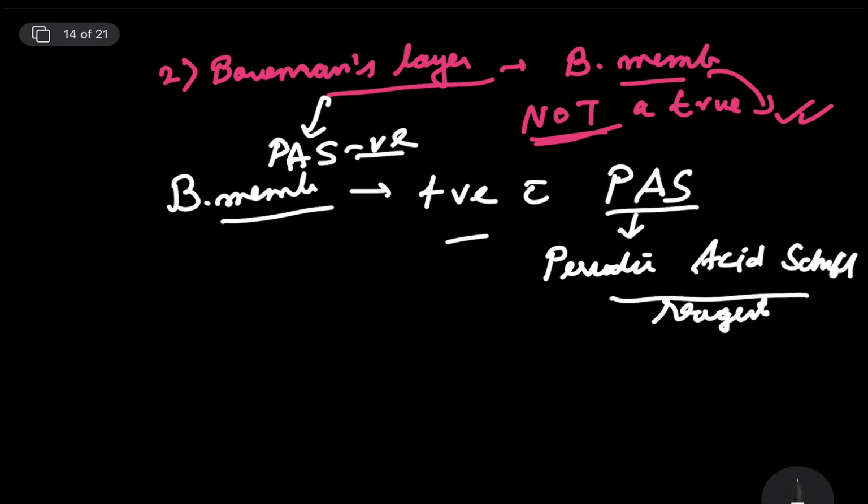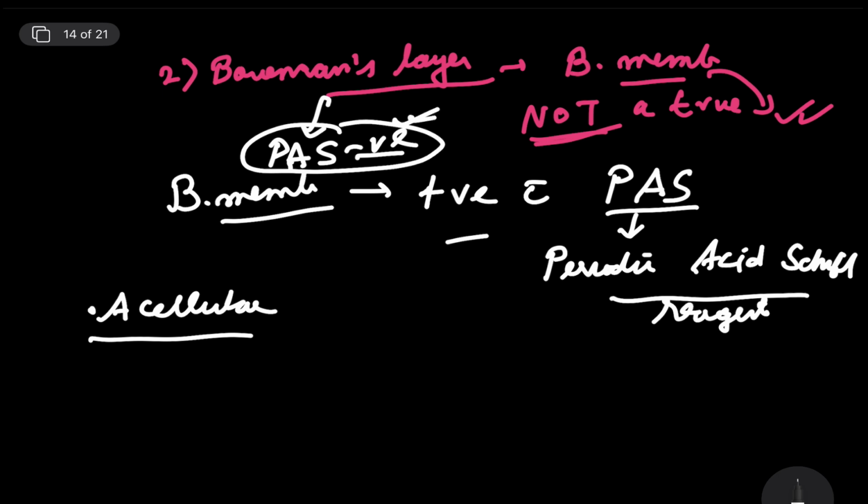Okay. Now, just like a true basement membrane, it is acellular. So unlike a true basement membrane, it is PAS negative. But like a true basement membrane, it is acellular. What does this mean? This means that it is not mitotically active. This means the Bowman's layer cannot regenerate. Now do you understand why that knowledge was so important?